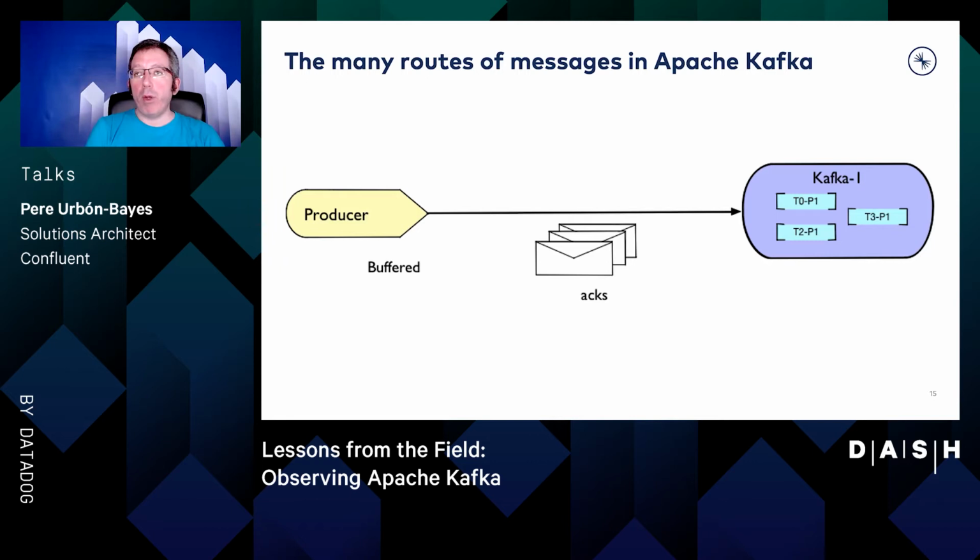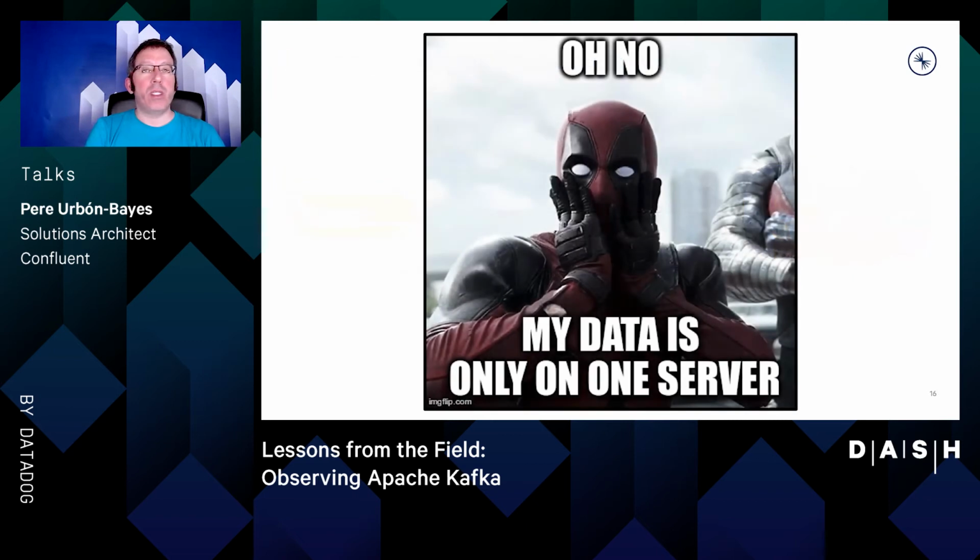In that case, we have only one Kafka node, so we have all the data in only one machine. What could go wrong here? Imagine if you lose this node. Then the producer is not able to send any data into this broker. And the usual reaction is this one. Oh no, my data is only in one server.